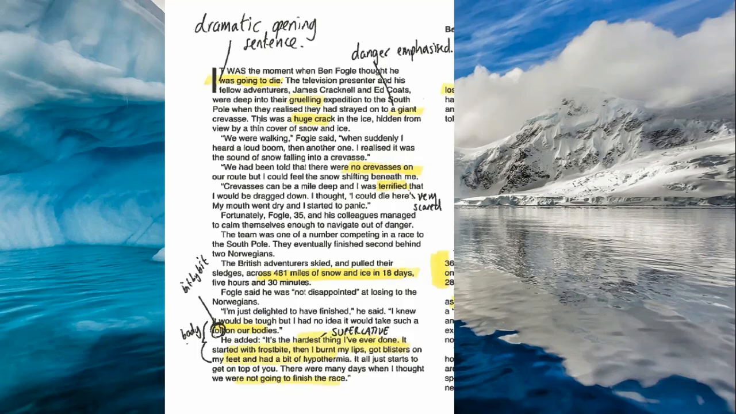Okay, then we talked about the hardest thing, we've talked about that one, and then we almost get a list of things that have gone wrong with Ben Fogle's body. He started off with frostbite, burnt lips, got blisters on his feet, hypothermia. So all those things that the writer has purposely listed, all these ailments that add up sound really bad. And then just the last sentence, it says he doesn't think he was going to finish the race. It was so bad he thought he couldn't continue.